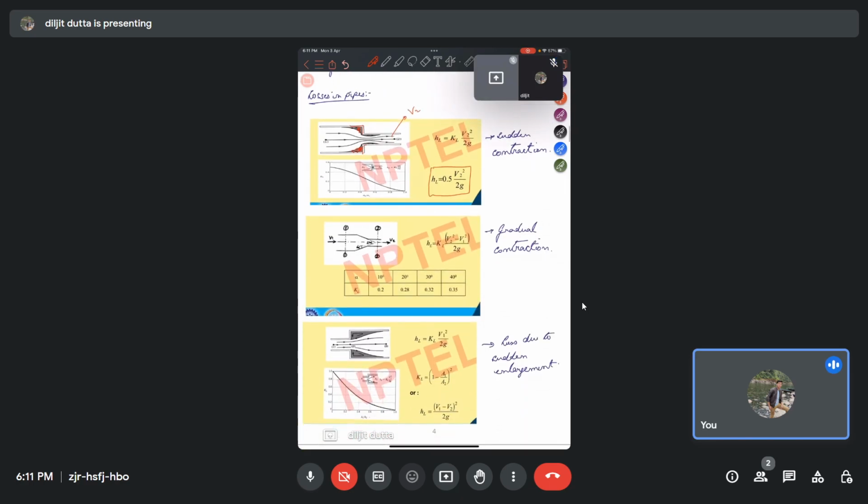Now if there is a gradual contraction, that is from v1 to v2, there is an angle, and based on the angle the head loss will be different. So if the angle is 30 degrees, then we will have around 0.2, because the eddy formation will be very less, as the flow varies smoothly. As the angle increases to 30 or 40 degrees, the head loss will be more, and in this case the head loss will be a function of both v2 and v1.